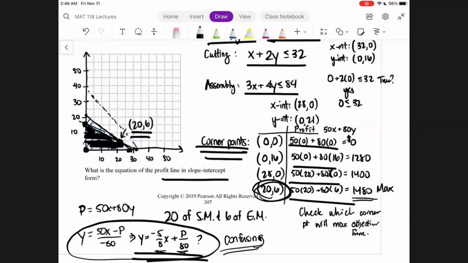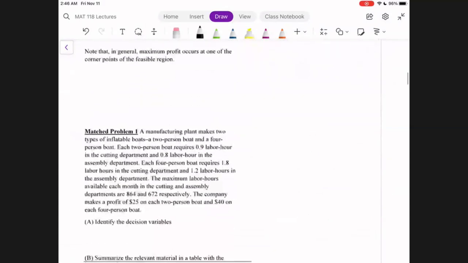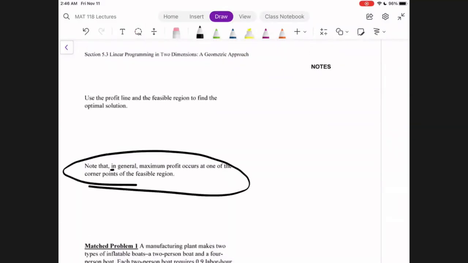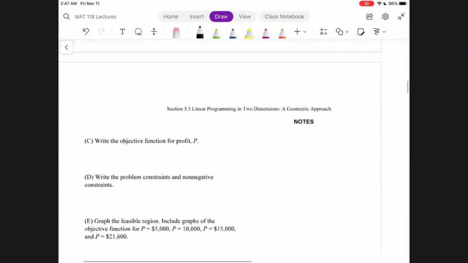So let's just look at the next problem and see what happens, okay? Yeah, and it says, in general, the max will occur at one of those corner points. Okay. So we have the Matron 1. You can practice this one on your own.